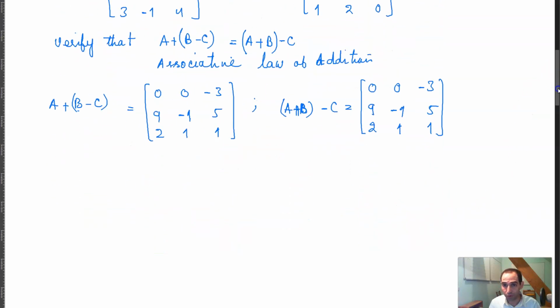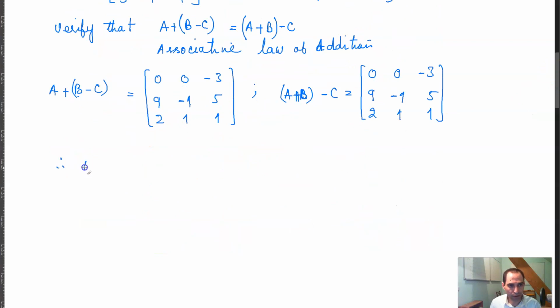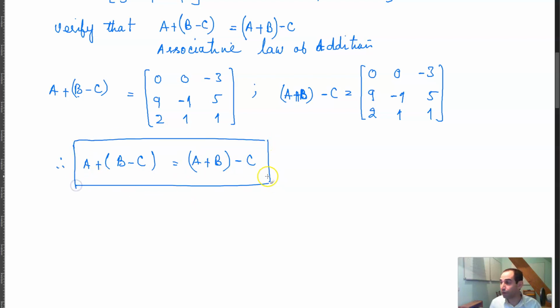And therefore, you can see that a plus b minus c is equal to a plus b minus c. That is the associative law of addition. So that is basically that. That was question number 4.